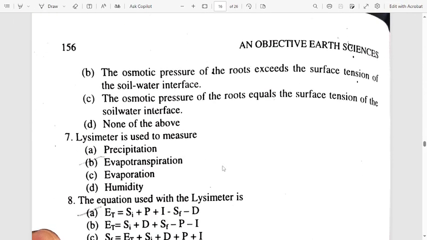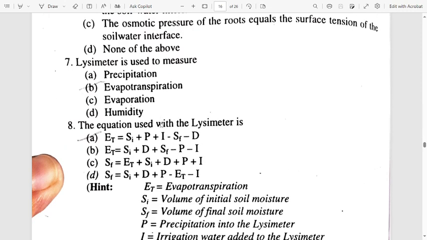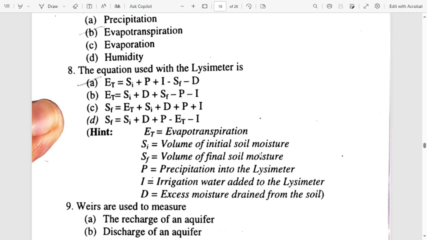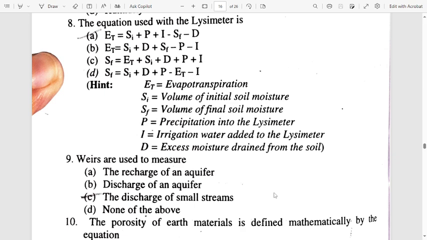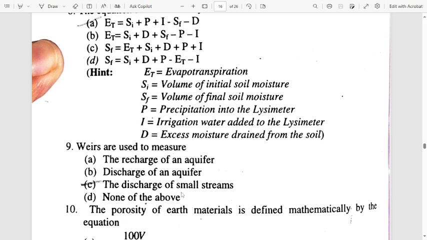Okay, lysimeter. The equation used with the lysimeter is ET, evapotranspiration, is equal to SI, that is volume of initial soil moisture, plus P, that is precipitation into the lysimeter, plus I, irrigation water added to the lysimeter, minus volume of final soil moisture, minus D, that is excess moisture drained from the soil. Weirs are used to measure the discharge of small streams.